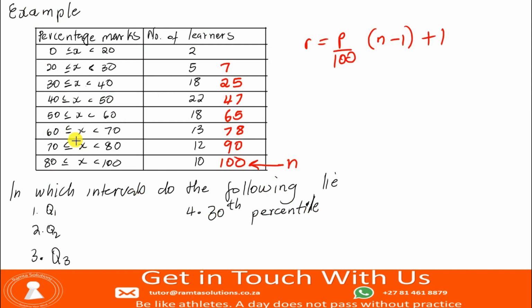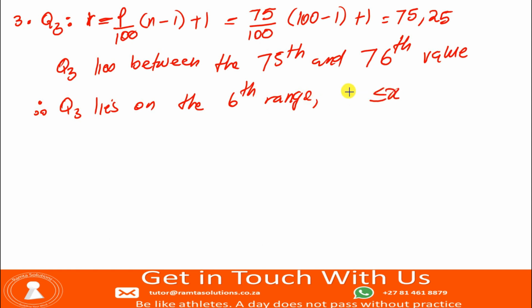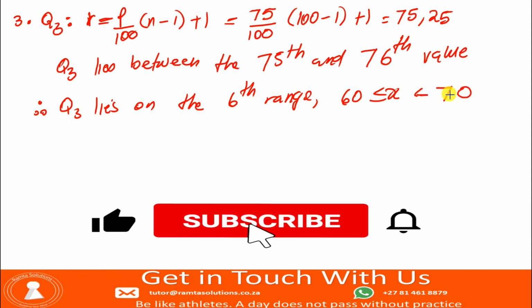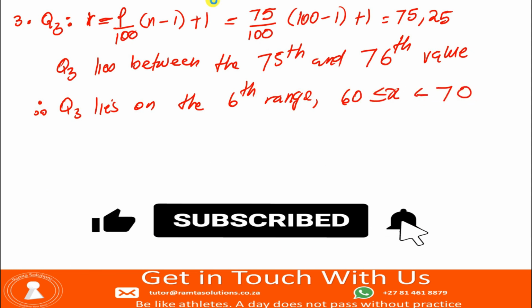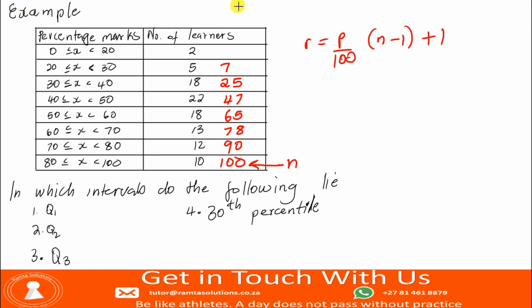The 6th range is 60. Okay, x is greater than 60. Therefore, Q3 lies on the 6th range with the interval x is greater or equal to 60 but less than 70. Right? But less than 70. Okay, but less than 70. All right? Perfect. All right.